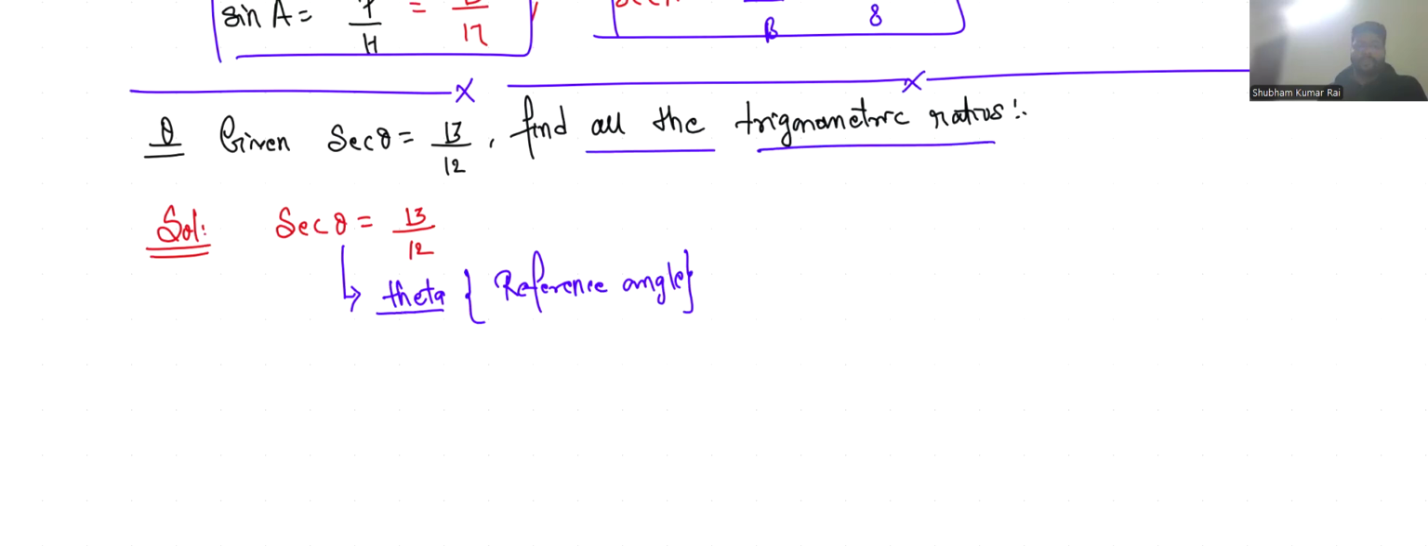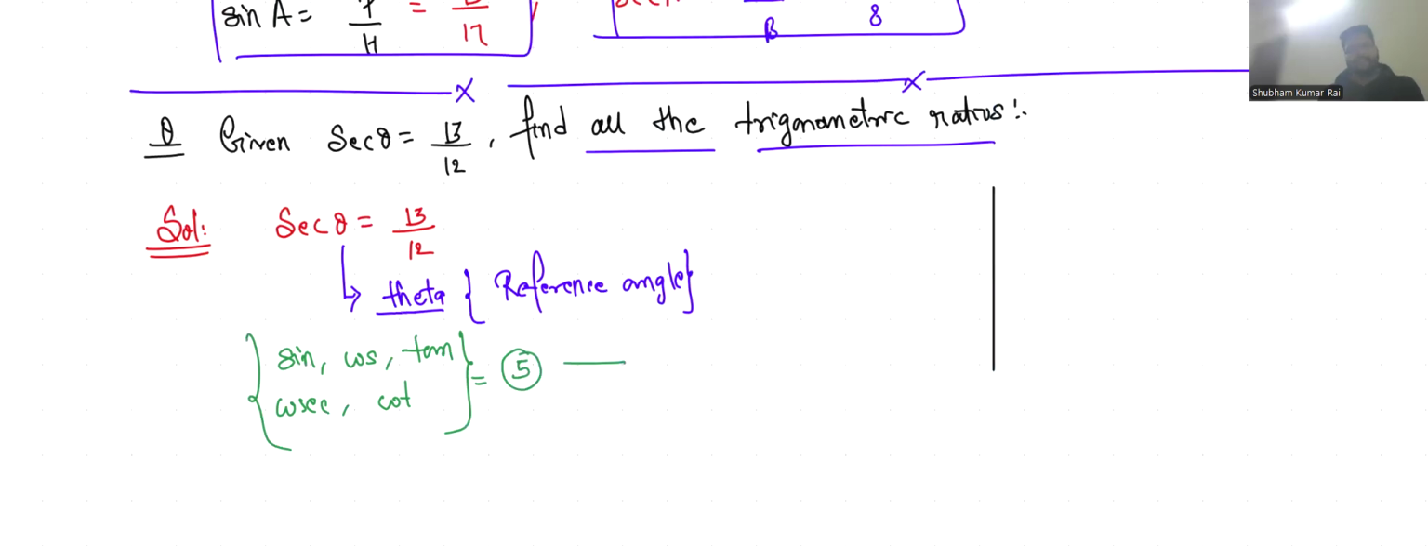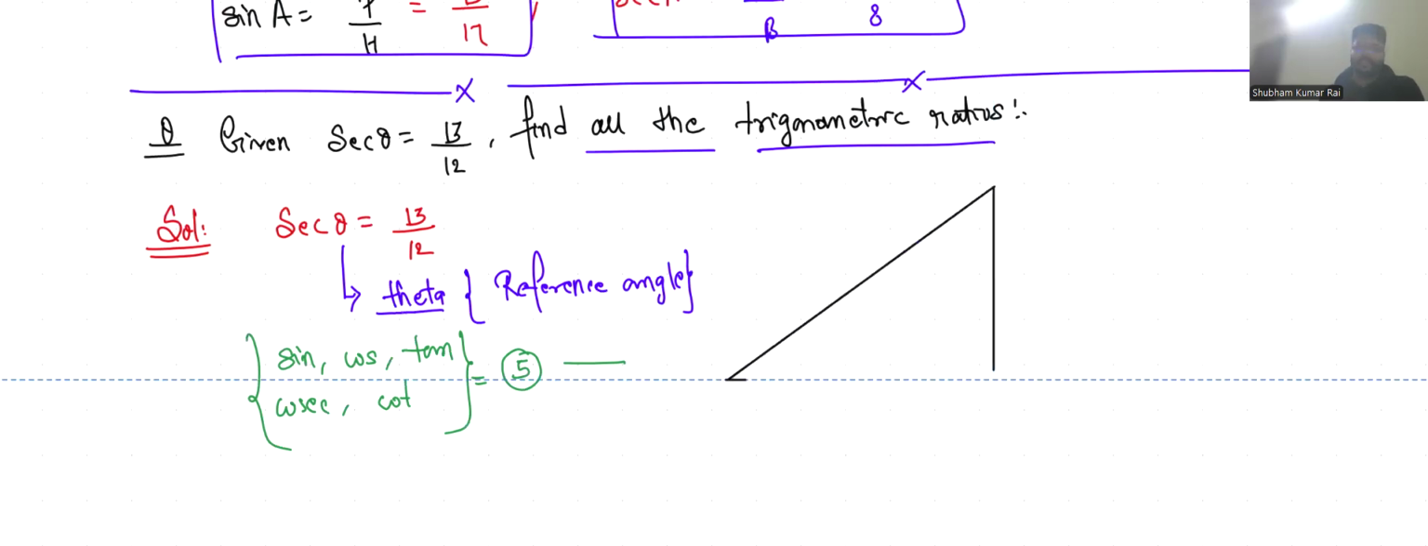For that, we have to remember which trigonometric ratios we need. That is sine, cos, tan, cosec, sec, and cot. Sec is being given and we need to calculate the rest, so all these 5 trigonometric ratios have to be calculated. For that, what we need to do is construct a right angle triangle with proper formation, because this is the most important thing. If you make a mistake in this, it is very harmful, your calculation will become wrong.